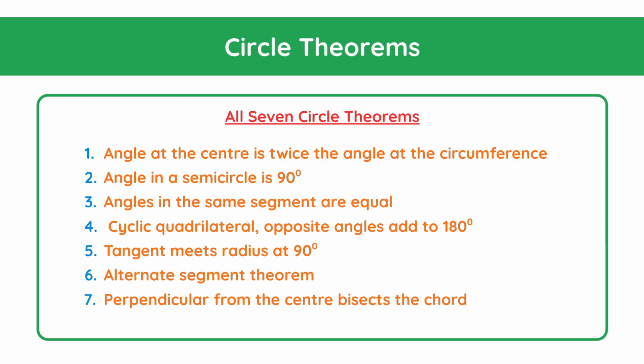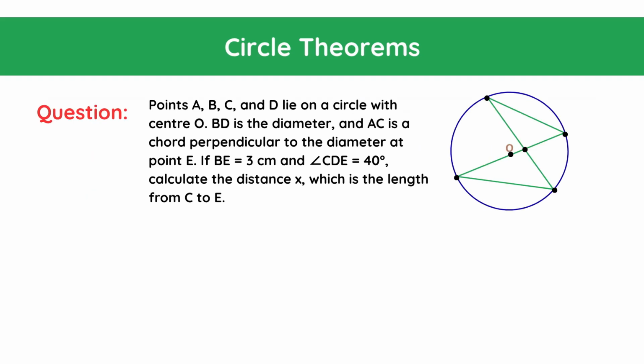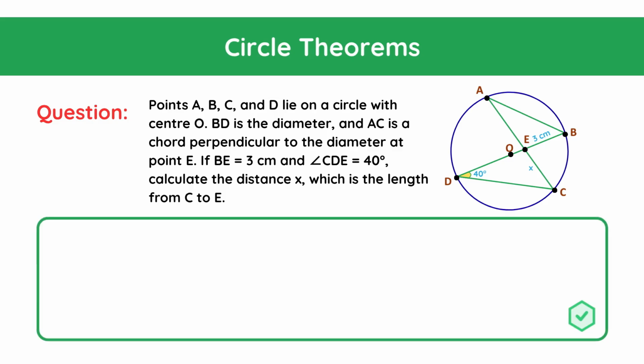Now let's see how they work together in a real exam style question. We have a circle with center O. 4 points lie on the circumference: A, B, C and D. BD is the diameter of the circle. AC is a chord that is perpendicular to the diameter BD and they cross at a point E. We are told that BE equals 3 centimeters and angle CDE is 40 degrees. We need to find the distance x, which is the length from C to E.